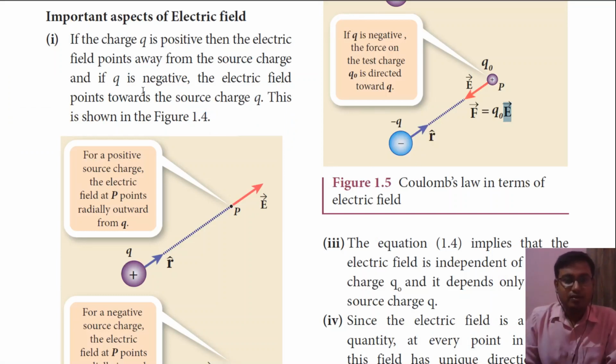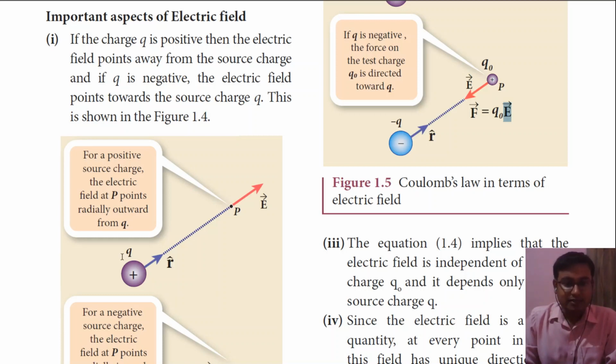Now we will see about some important aspects of electric field. If you have remembered, in our previous class we have seen about superposition principle, then derivation, then how the superposition principle is related to Coulomb's law. Then we have seen some important aspects of electric field and electric field lines. Now we will see more implications, or more information, about electric field.